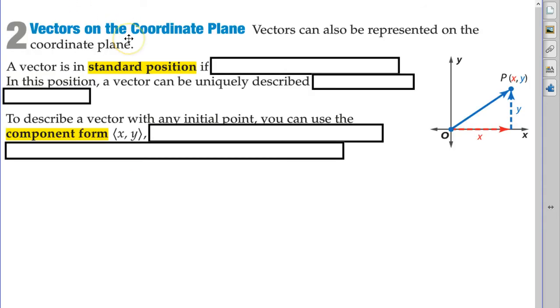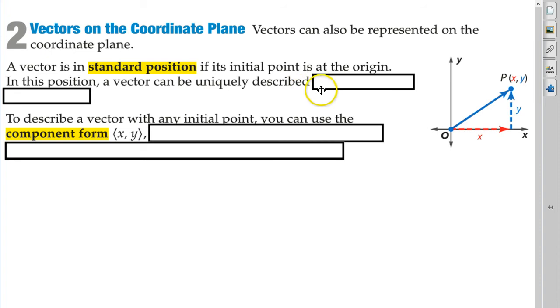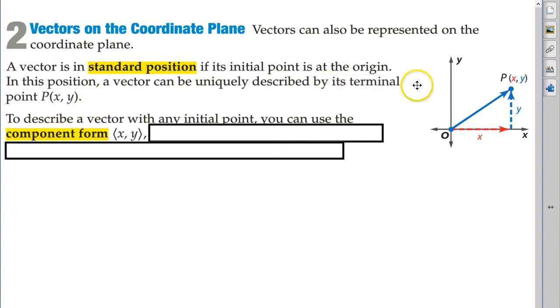So the next definition, again, a lot of definitions here. Vectors can be represented on the coordinate plane, okay? And a vector is in standard position if its initial point is at the origin. If its initial point is not at the origin, we're not in standard position. We're just somewhere out in space. In this position, a vector can be uniquely described by its terminal point, x comma y.